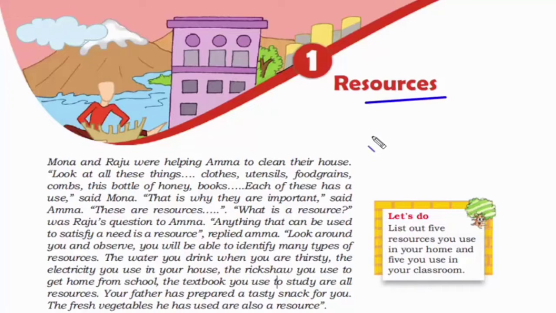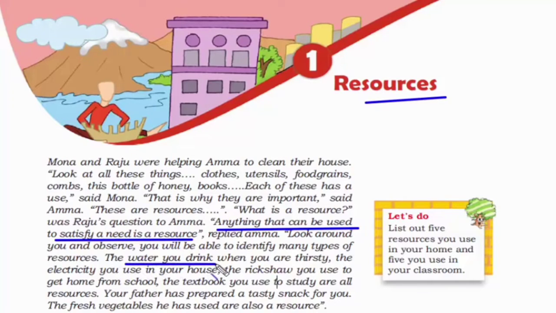So, what is the meaning of resources? Anything that can be used to satisfy a need is a resource. This sentence speaks a lot about this chapter. There are almost unlimited examples on this planet Earth that can be covered behind this sentence. Let's go through some basic examples.